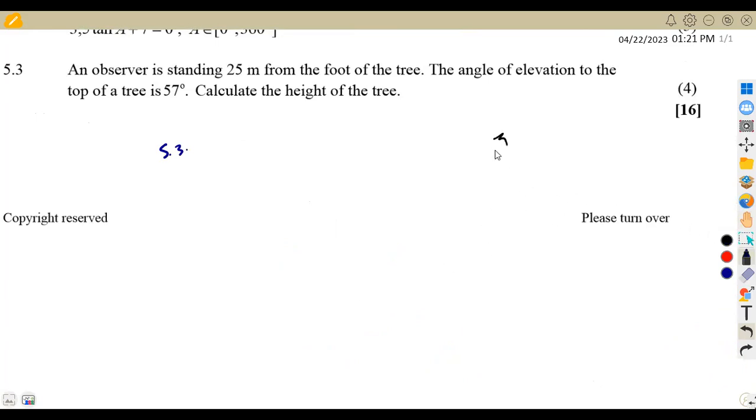So we've got a tree in this case. We are given an observer at a certain point. This is our tree, then the observer is at this point. The observer is standing 25 meters from the foot. This is the foot of the tree, so from here to this point is where we have the 25 meters. The angle of elevation to the top of the tree, that is when this observer is looking at the top of the tree, is 57 degrees. That is the angle of elevation going up. So that is our diagram.